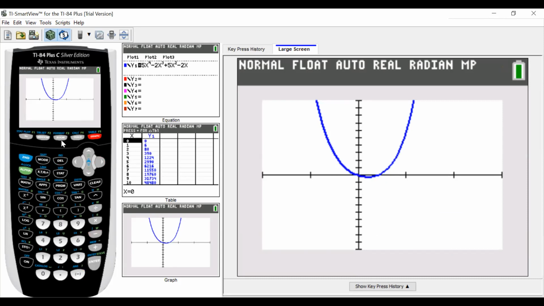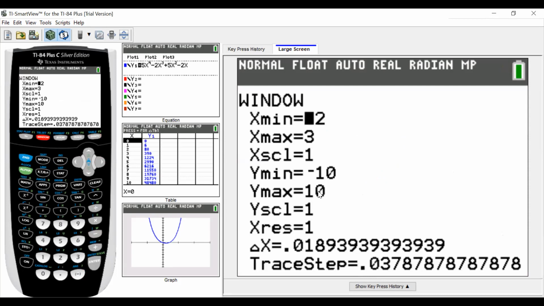Do you see that? We're going to go back to the Windows. I'm going to go down over here to Y min. And instead of having 10 spaces there, let's just do -2. So I'm going to put a negative right there, push 2. And then the Y max, instead of having 10 spaces there, I could just do 4. That's totally fine. So make sure your window is the same as mine.